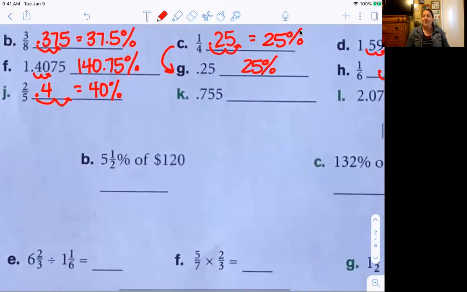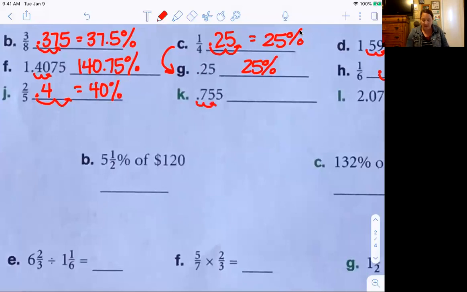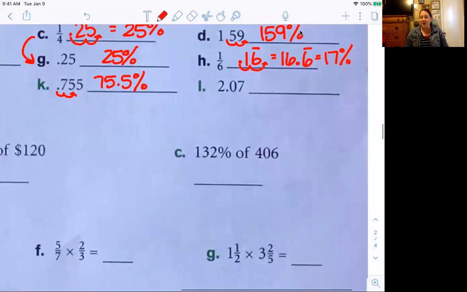Letter K, 0.755. Move your decimal twice, and you get 75.5%. What's another way to say that? 75.5%. Excellent. And then 2.07, move it twice, and we get 207%. You guys are doing an amazing job.